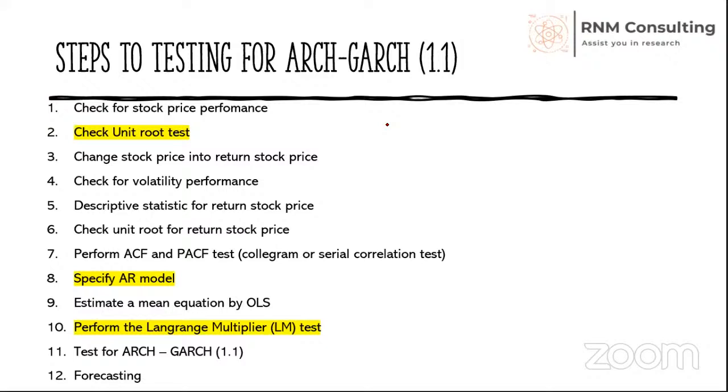Here are the steps for testing ARCH and GARCH(1,1). First, we have to check the stock price's performance. Usually, from the past to the current days, the stock price will increase, as inflation also increases. Normally, right? After that, we check for the unit root. Usually, the price has a unit root, so it is not stationary.